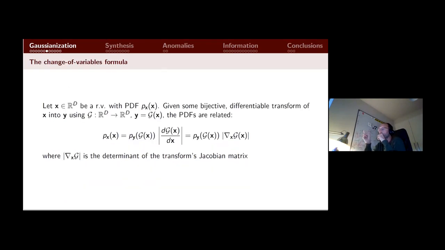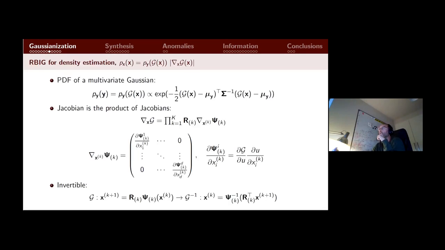So for doing this invertibility trick, we only rely on the standard change of variable formula. So the P of X is essentially the P of G of X times the determinant of the Jacobian of the transformation. Now the point is, do we actually know these two terms? Well, these two things are known, essentially because we know that we end up in a Gaussian domain, so we know the formula for multivariate Gaussian, plus we can compute the Jacobian of the whole transformation as the multiplication of the Jacobians of each step.